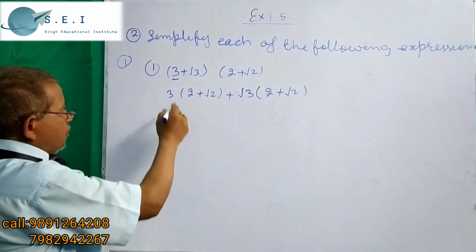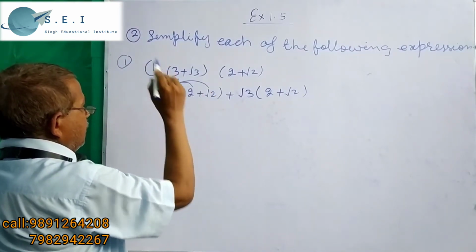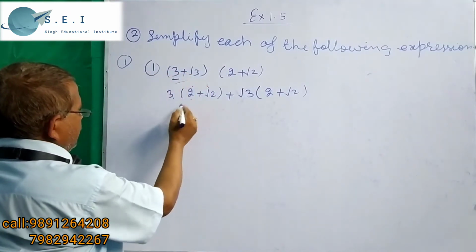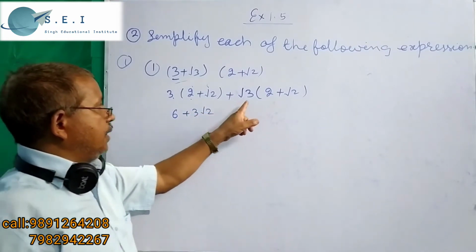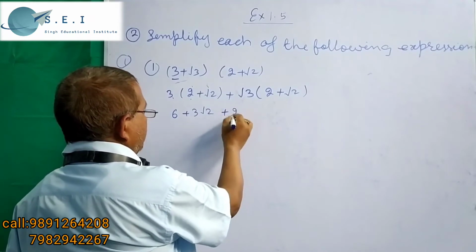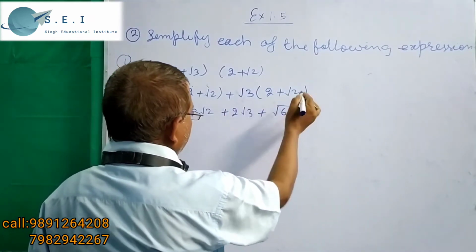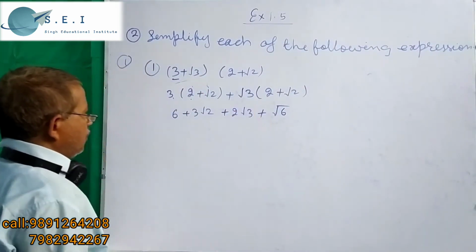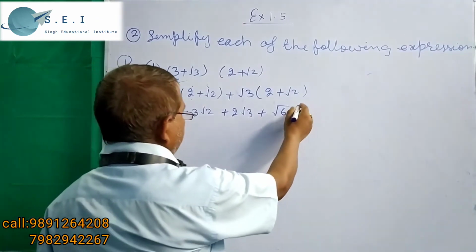Now again use the distributive property. 3 multiplied by 2 as well as 3 multiplied by root under 2. The answer is 3 times 2 is 6 plus 3 root 2. Similarly, root 3 multiplied by 2 is 2 root 3. Root 3 multiplied by root 2 is equal to root 6. Now no terms are like terms, so the answer cannot be simplified more. Therefore, this is the answer.